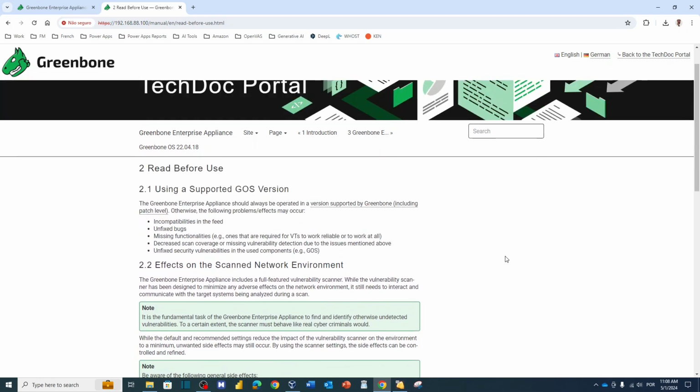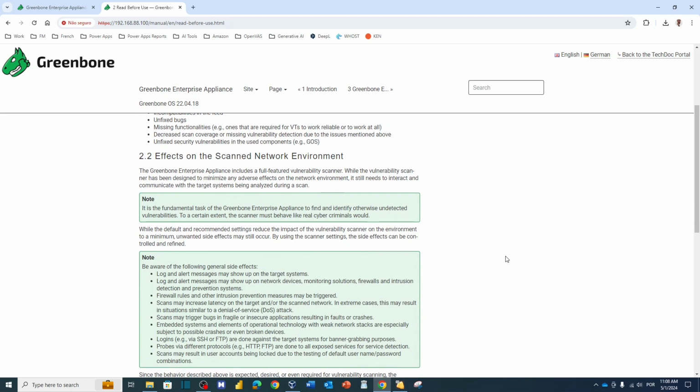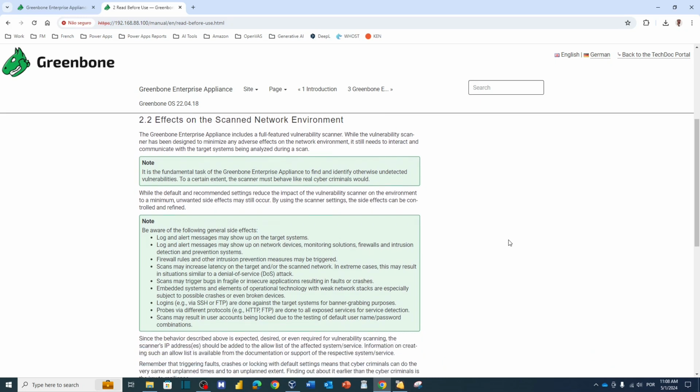So this is very important for us to read before we start scans, mainly when we are using OpenVAS. Why? OpenVAS uses vulnerability tests to perform scans, and sometimes it can act as an attacker. So we need to make sure we first have authorization to perform that scan, and we need to be aware of what can happen during the scans, to avoid surprises. If we look at this second point, the effects on the scanned network environment, we need to analyze and discuss all of this information right now.